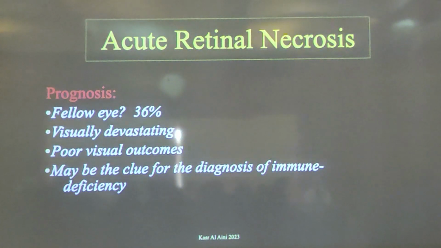Prognosis in these patients. Well, الحاجة الخطيرة and sometimes the fellow eye is affected even in a healthy patient. So it's a visually devastating disease, and if you do not interfere early on, the eye will be lost very quickly within few days. So poor visual outcomes may be expected, and it can be sometimes the clue of diagnosis of immune compromised patients.